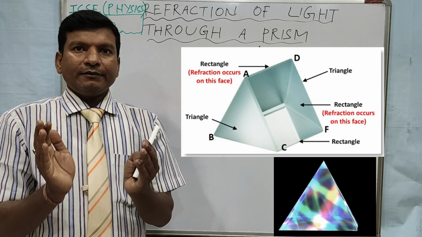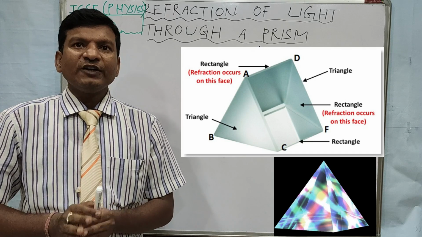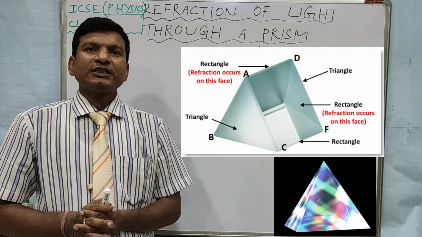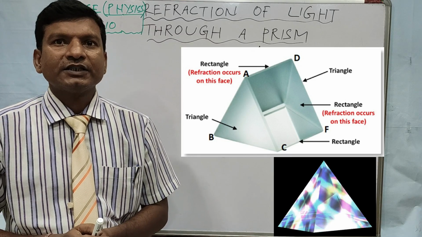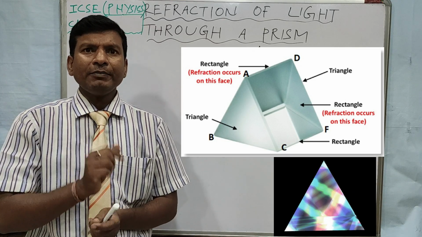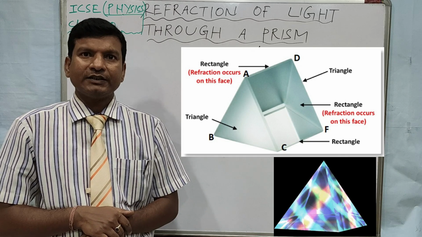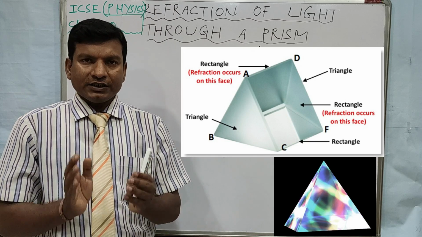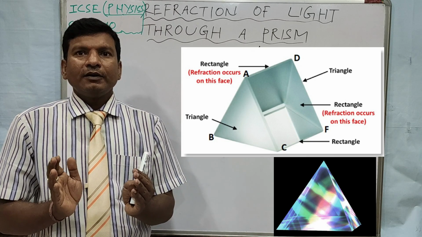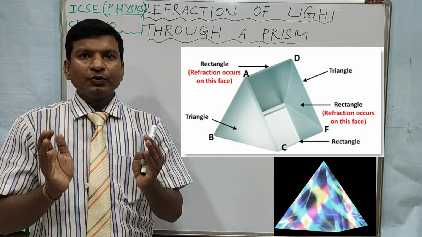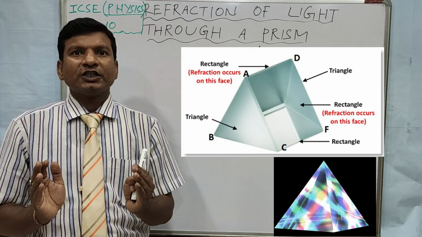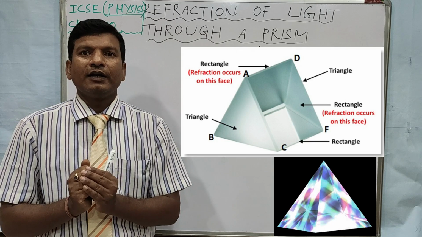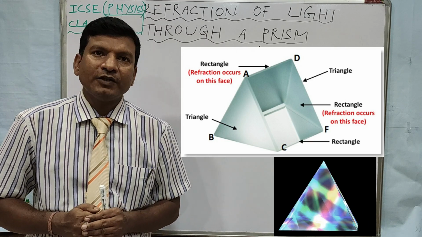The angle between the 2 refracting surfaces is known as the angle of the prism, which is denoted by the symbol A. Remember, the angle of the prism is denoted by the symbol A, and this is the angle formed between the 2 rectangular surfaces. Here the 2 rectangular surfaces incline at some angle, and that is known as the angle of the prism.